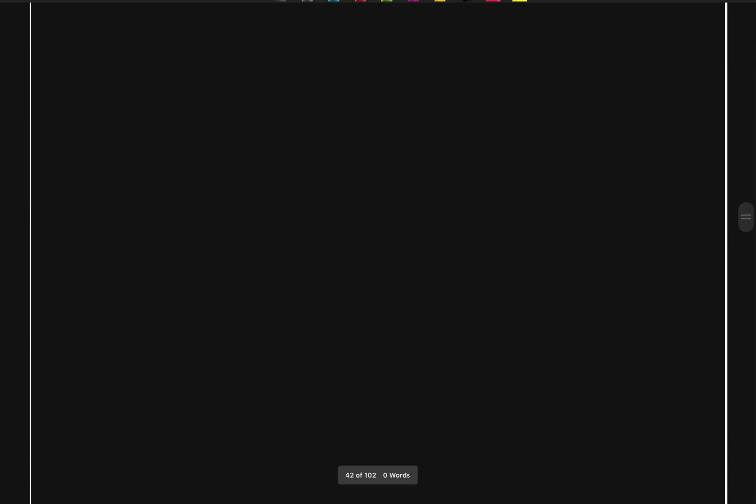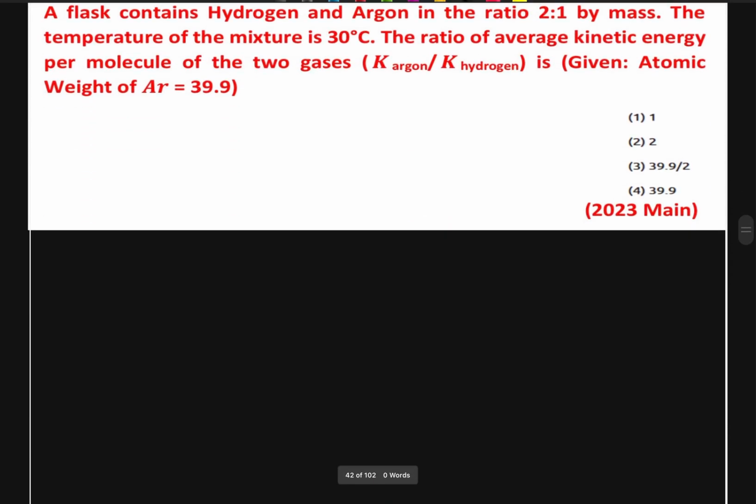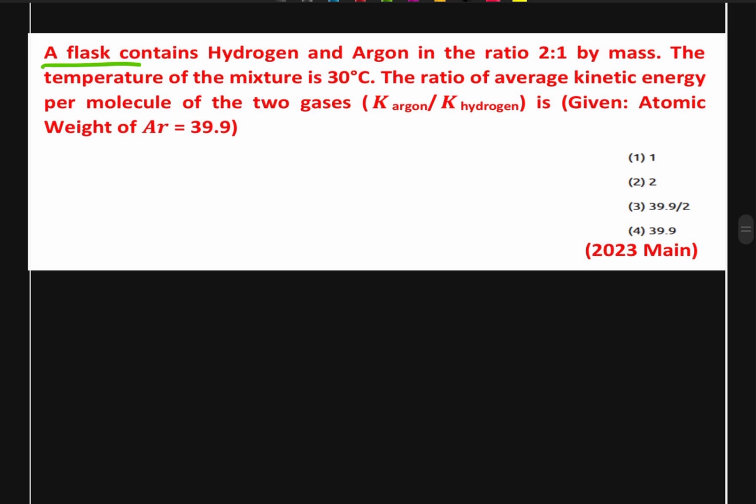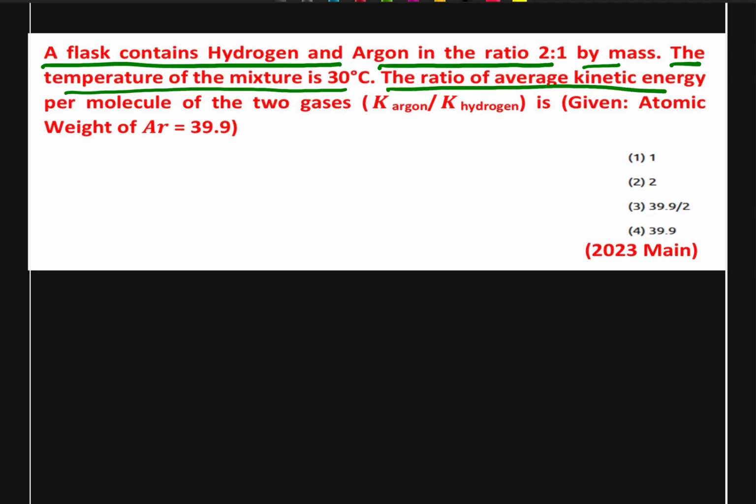Next question. It states that a flask contains hydrogen and argon in the ratio 2:1 by mass. The temperature of the mixture is 30 degrees centigrade. The ratio of the average kinetic energy per molecule of the two gases, that is K argon to K hydrogen, is, the atomic weight of argon is given to us. And so we need to find out the average kinetic energy.